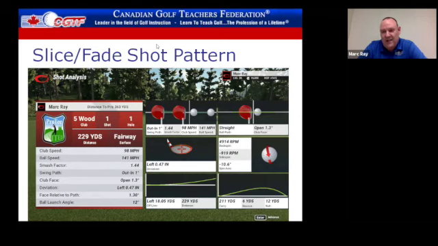Okay. So in ball flight laws, our path is out to in, and then the club face in this case is pointed 1.3 degrees open, which would be to the left. So, any questions on that?